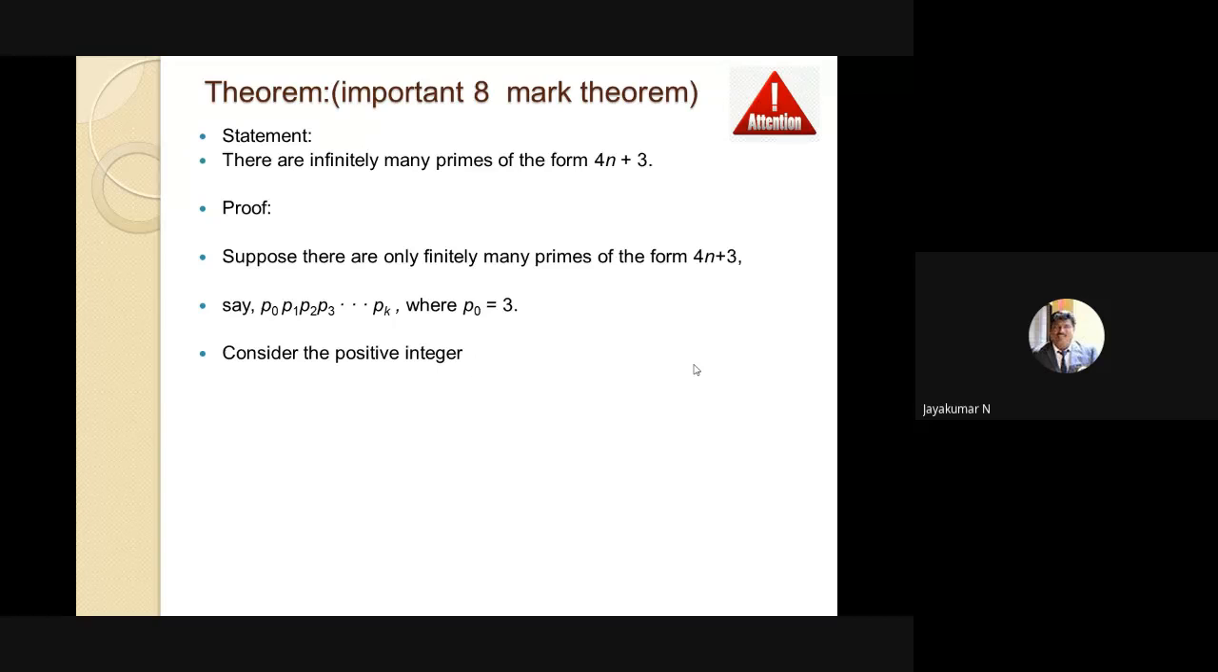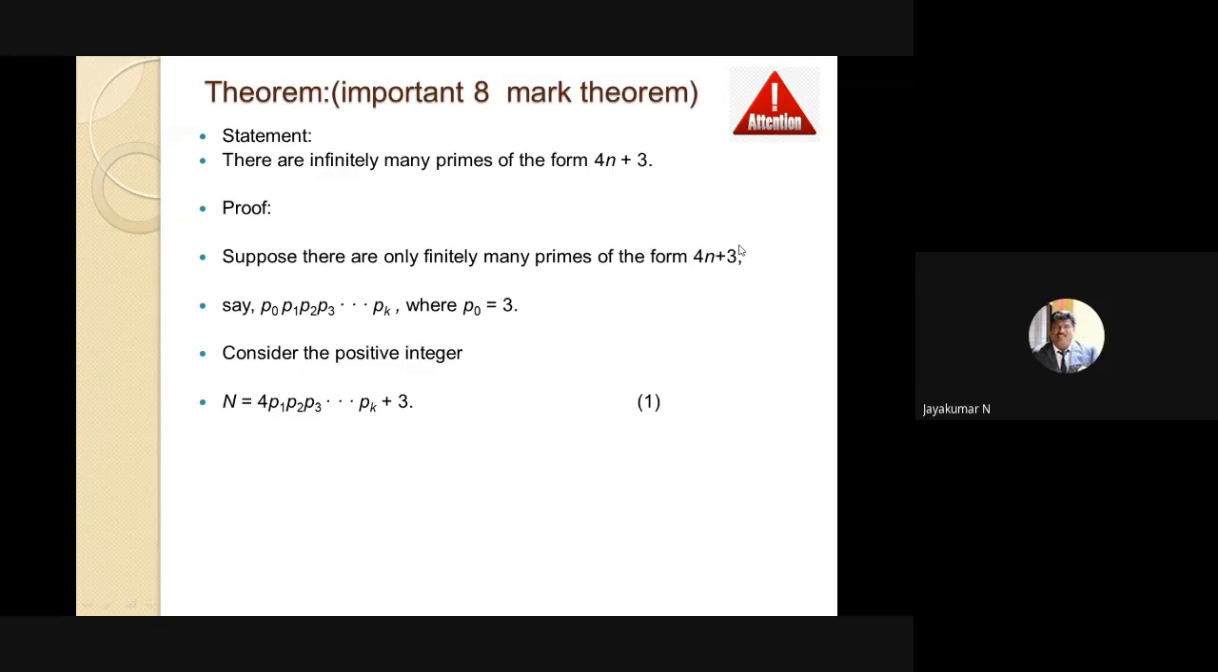Now I am going to consider an integer whose form is n equal to 4 times P1 to Pk plus 3. Here I left out P0. You have to understand this carefully. So I construct an integer of the form 4n plus 3, and I have to construct it in such a way.